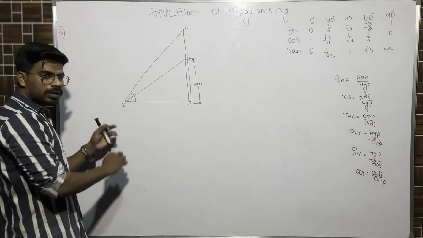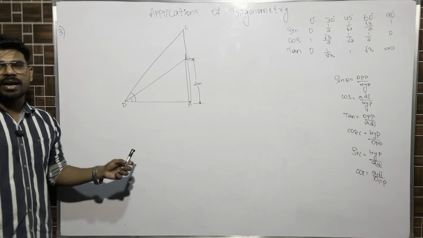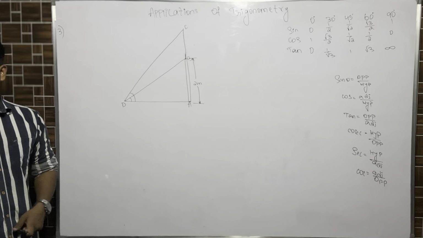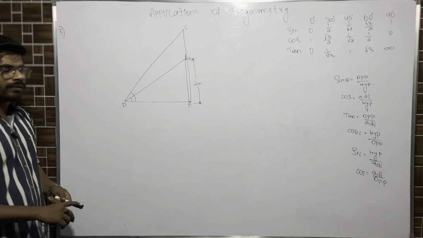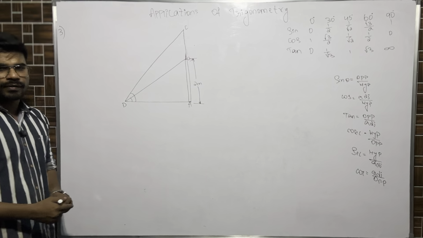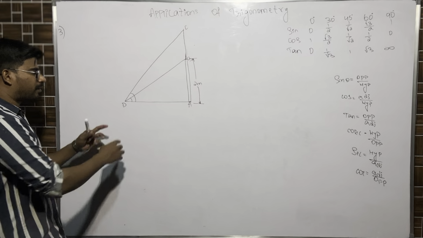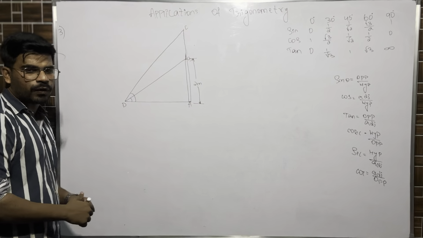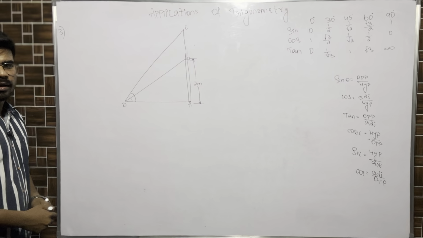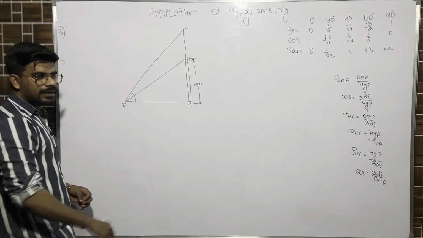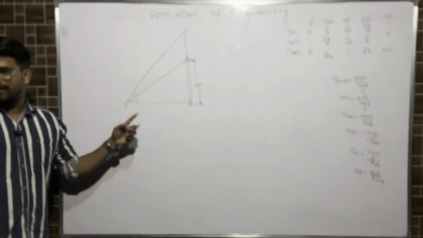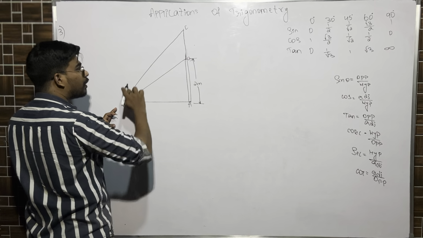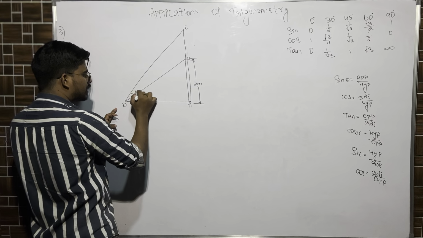From a point on the bottom of the ground, we are observing the top of the statue and the top of the pedestal. Two angles are given. One of the angles is 60 degrees, one is 45. From this point I am observing here and from this point observing here. Which is 60, which is 45? Upper one is 60, lower one is 45. From here to here 45 degrees. From here to here, this point it is 60 degrees.